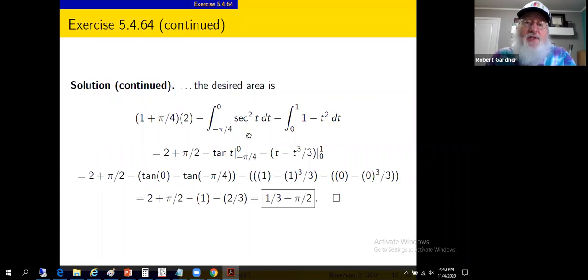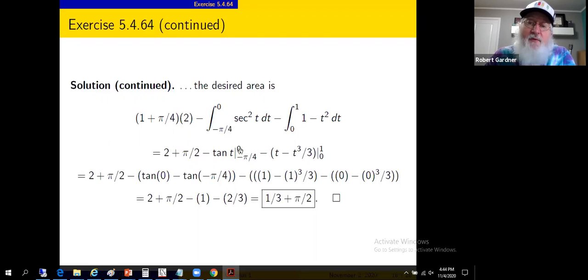Can you find an antiderivative for secant squared? You ask yourself, what has a derivative of secant squared? And we've seen secants and tangents together in this differentiation world. The derivative of tangent is secant squared. So that one's fairly straightforward. So we'll take an antiderivative of secant squared, which is just tangent.